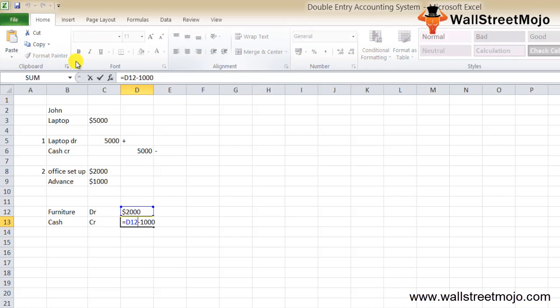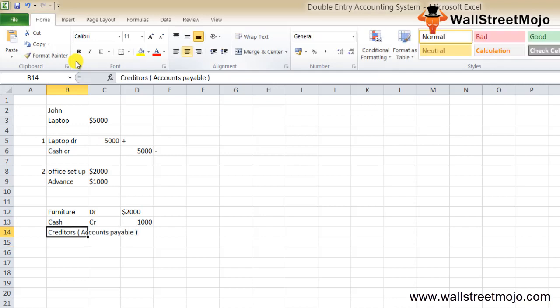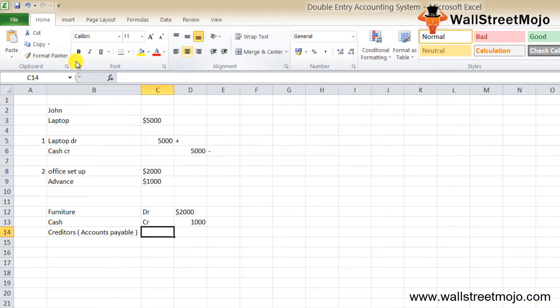Okay, this is in dollars, so I'll just write 2,000 here. So 1,000 is going out, right? And there will be creditors outstanding because you need to pay them in future, or you can say the accounts payable, because you are going to pay them in the future. You haven't paid, it's outstanding. So this will be credited to 1,000.